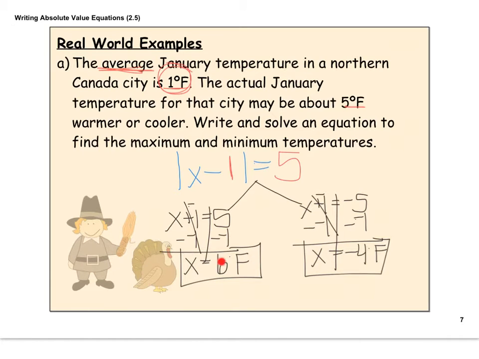So what these two numbers mean is that on average, the temperature in this Canadian city is going to be somewhere between negative 4 and 6 degrees Fahrenheit. Anything warmer than that is kind of abnormal. Anything colder than negative 4 degrees is kind of abnormal as well. This is where we would expect the temperatures to fall between. And that's what absolute value is used for in the real world.